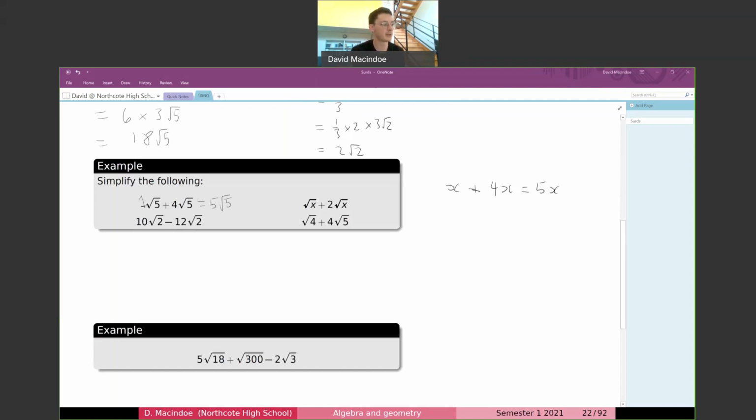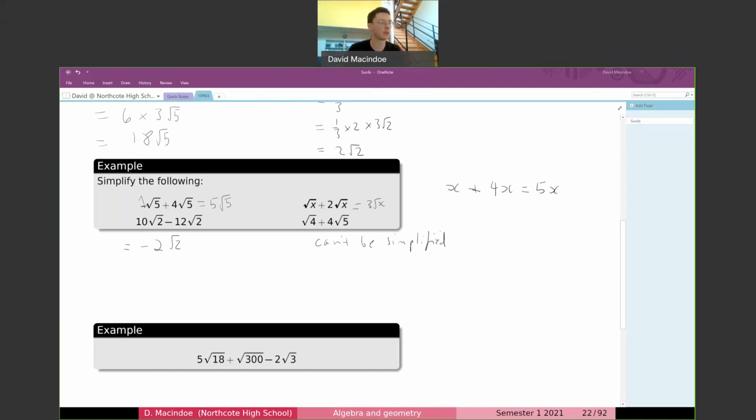Then similarly, we've got root x plus 2 root x. That's just 3 lots of root x, isn't it? So really pretty similar to regular algebra, especially nice when you've got surds without having to do any simplifying. Here we've got 10 root 2 take 12 root 2, so that'll end up with negative 2 root 2. And then here we've got root 4 plus 4 root 5. Seeing as the thing under the square root sign is different, we can just say that this can't be simplified.